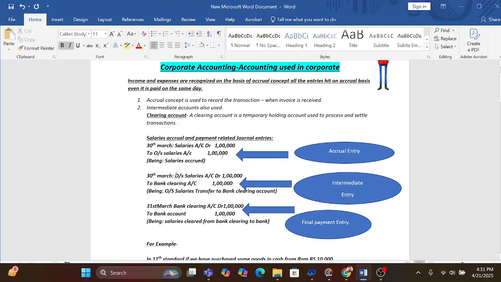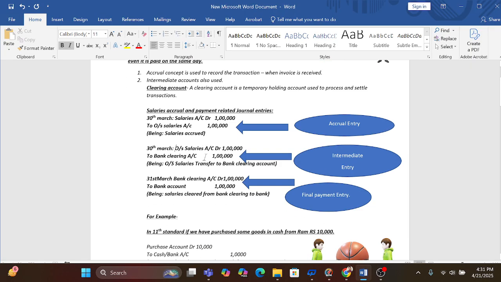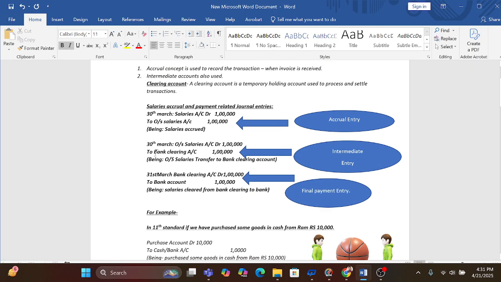First entry is salaries account debit to outstanding salary. That is an accrual entry. Second entry on 31st of March is outstanding salary to bank clearing account. It means I want to retain the amount of payment in our books of account until I transfer it through the bank account, so that on 31st of March it will be cleared through the bank account.